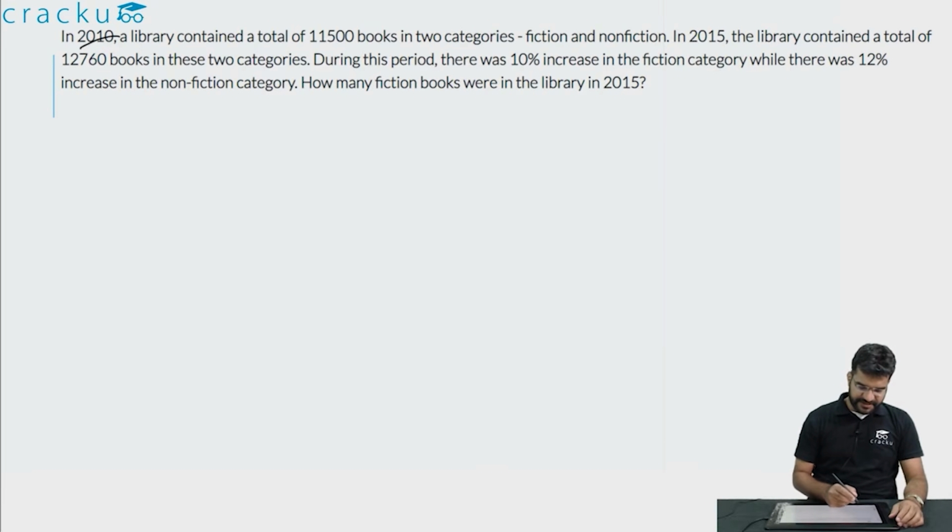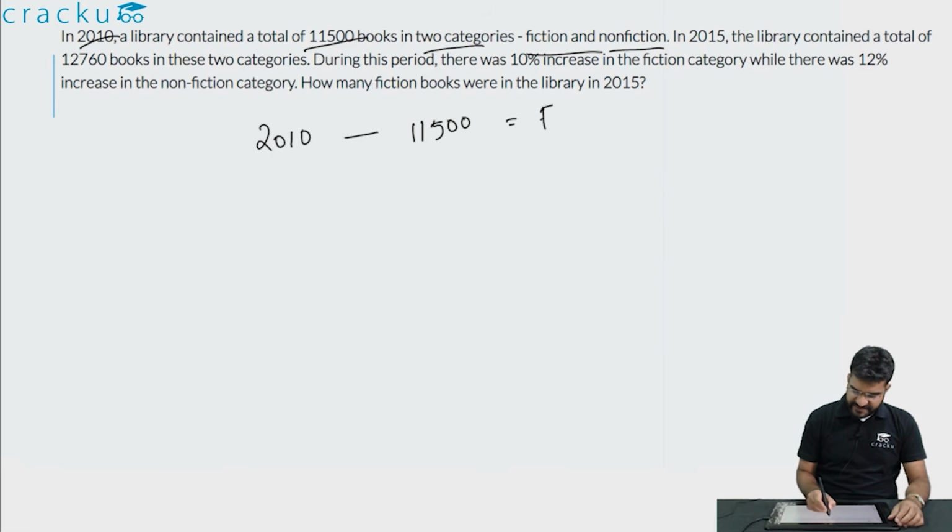In this question, it is given that in 2010, a library had 11,500 books and there were two categories, fiction and non-fiction. So in 2010, there were a total of 11,500 books in fiction and non-fiction. In 2015, the library contained a total of 12,760 books.